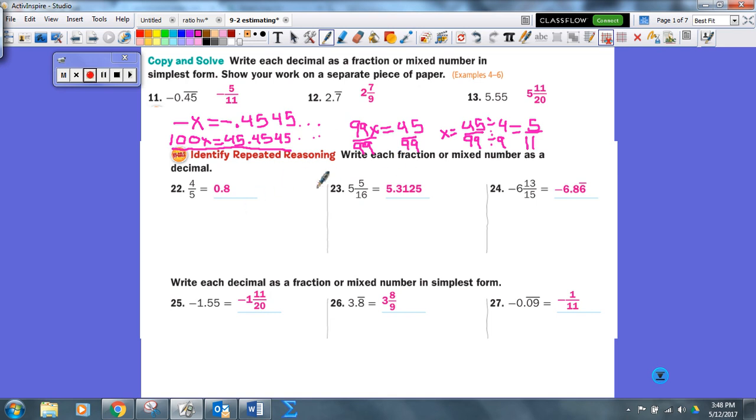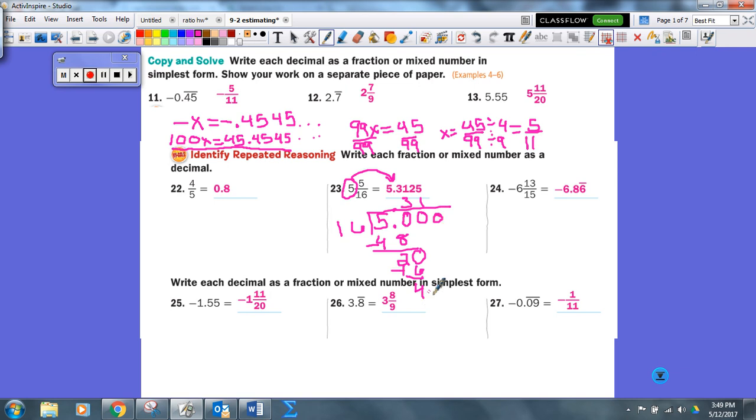When I am writing a fraction or a mixed number as a decimal, I just divide the numerator by the denominator. So here the 5 is a whole number, so it's in front of the decimal point, and then I do 5 divided by 16. I can't do 16 into 5, so I add a decimal point and a 0. 16 goes into 50 3 times. 3 times 16 is 48. I subtract. 50 minus 48 is 2. Bring down another 0. 16 goes into 20 one time. 1 times 16 is 16. I subtract. We have 4.